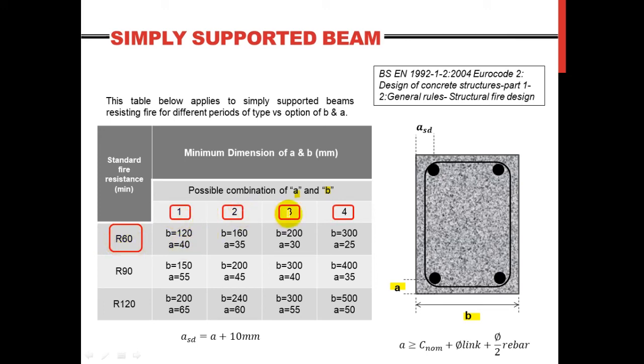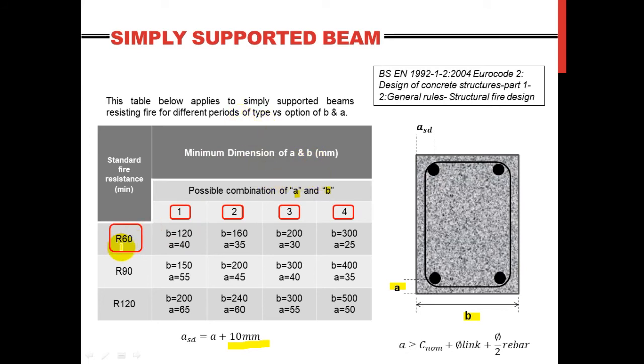Okay, 1, 2, 3, and 4. I have 4 options. ASD is going to be an addition of A plus 10 millimeter. So if A, suppose, was 35 here, the ASD is going to be 45. So if I have this cross section with all these dimensions determined, then I just get back to this table and compare the dimensions given in my actual beam with the minimum dimensions for fire resistance.